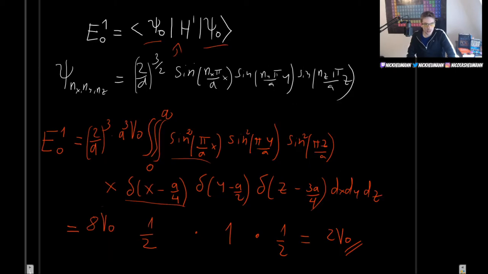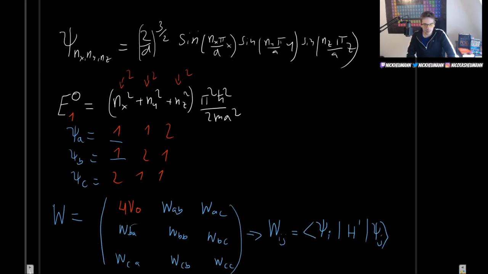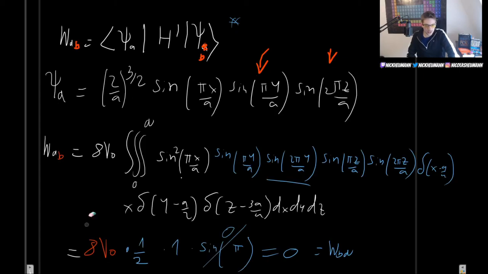Okay, so now let's go back and plug that into our matrix. So both Wab and Wba are 0. Actually, let me use a red. All right, what do we have now? Well, now let's go with Wac. So let's once again go back to this part right here and just write down Wac. So Wac is going to be, of course, this same thing here, but with Psi C here.